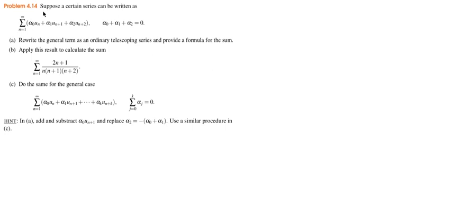Okay, so problem 4.14. Suppose a certain series can be written like this: the sum from n equals 1 to infinity of alpha sub 0 u sub n plus alpha sub 1 u sub n plus 1 plus alpha sub 2 u sub n plus 2, where alpha sub 0 plus alpha sub 1 plus alpha sub 2 is equal to 0.